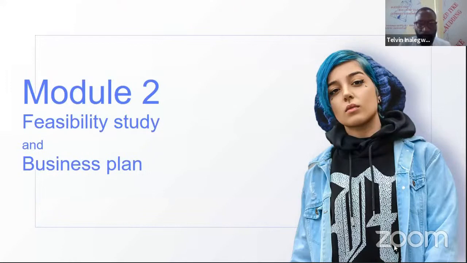I understand that yesterday you have done your entrepreneurship and skills acquisition. Today we'll be looking at Module 2, which entails feasibility study and business plan. We'll do feasibility study in the first session and business plan in the second session.